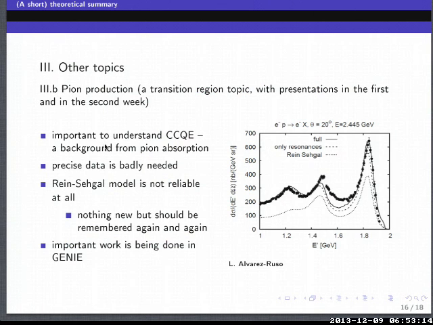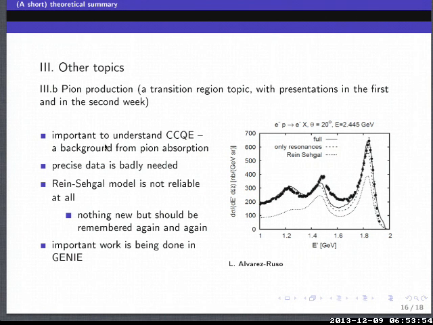So, other topics. I think this is probably the last slide. Pion production is a kind of transition region topic, because there were some presentations in the first week, most of them this week. I'm only going to show this slide, a type of comparison that was shown many times. It shows how poor the performance of the Rein-Sehgal model is, which is a common tool to simulate pion production in neutrino generators, compared with nature.